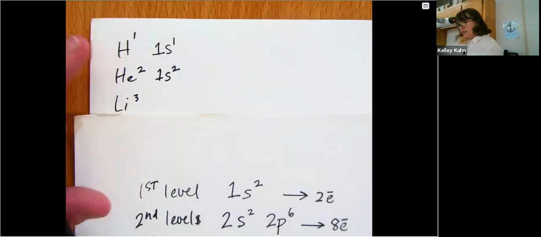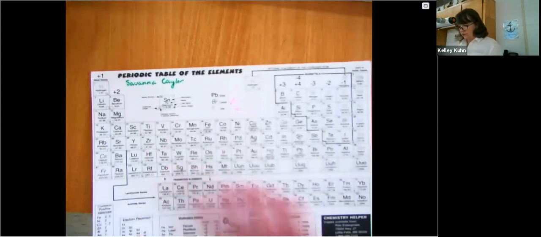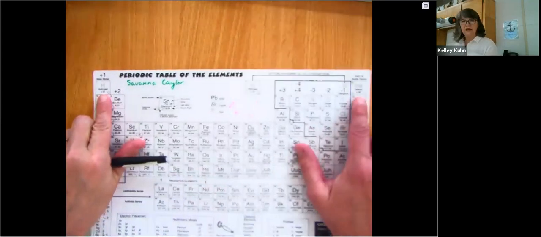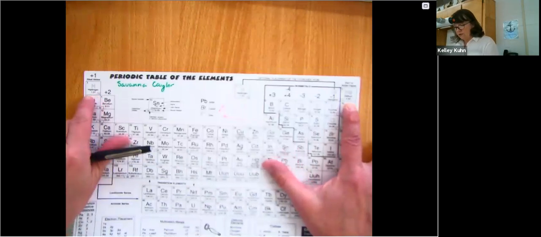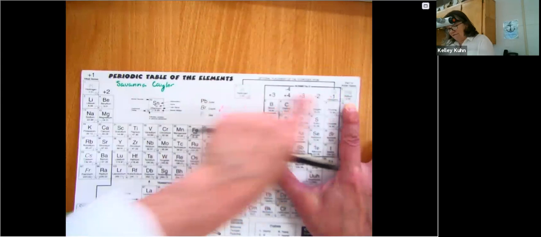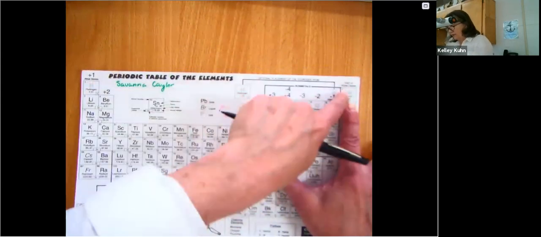If you look at the periodic table, what you'll see is hydrogen and helium are your first row, right? So this represents that first energy level, 1s1, 1s2.